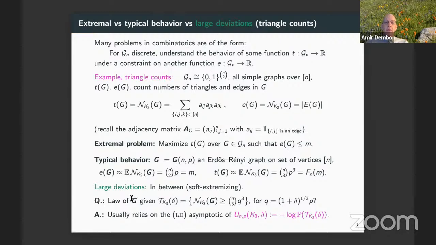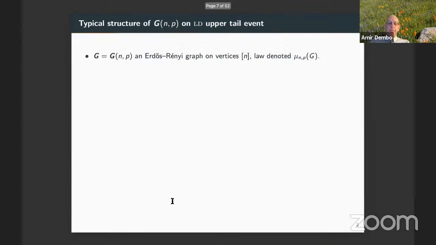In order to understand the conditional law, the answer usually relies on first calculating the asymptotic tail event for the probability in question. Usually, if you can calculate accurately the decay of minus log of the probability of the event in question, you will understand what is the source for this unlikely behavior, and therefore what is the conditional behavior. So we will look at 2 questions in general: the asymptotic large deviation of the upper tail of this event, and the conditional law of the graph given this event.